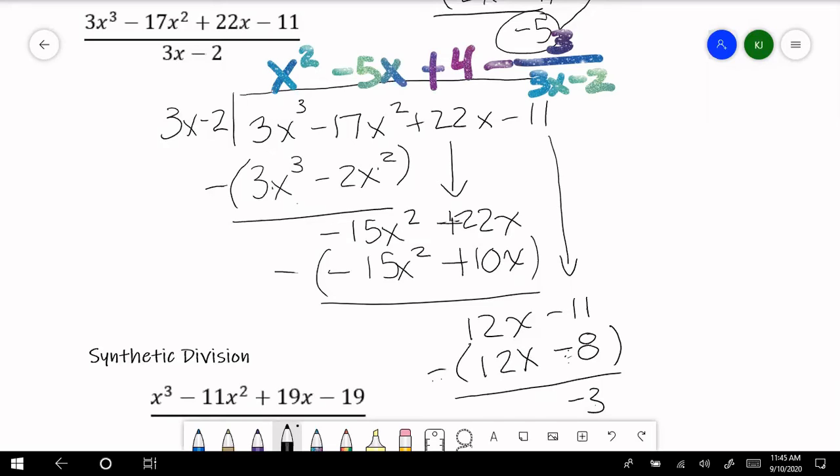But how'd you get negative 5x? Because I got x squared minus 2x squared minus 5x. So you got x squared here. And did you get this? 3x cubed minus 2x, and you got this. And then you're asking yourself, what do I multiply 3x by to get negative 15x squared? So that's where that negative 5 and the x came from.